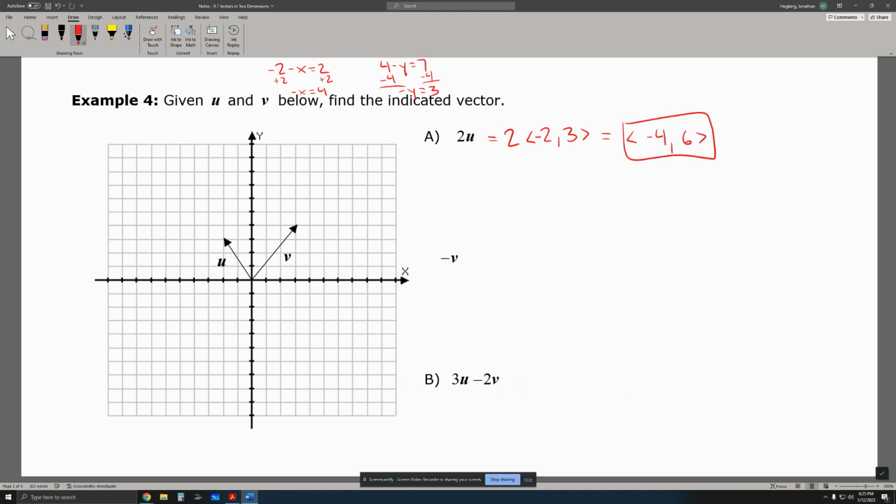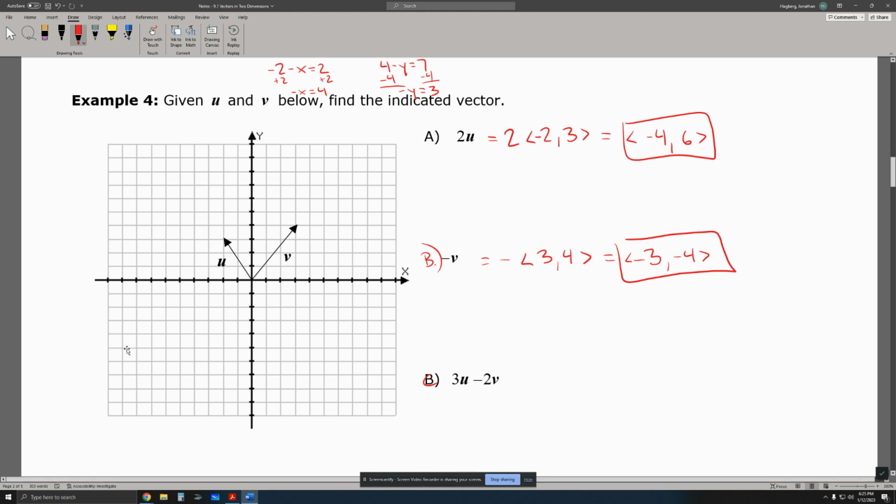This should say part B. For part B, -v: we can write v as ⟨3, 4⟩. So for -v, we distribute that negative, and we simply get ⟨-3, -4⟩. And finally, for part C, we have 3u minus 2v.